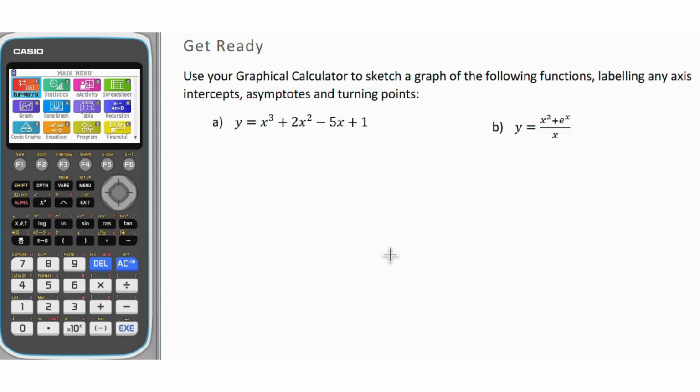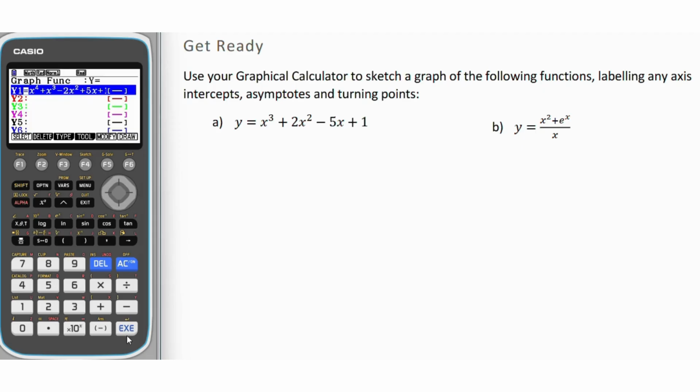Use the graphical calculator to sketch the graph of the following functions, labeling axes, intercepts, asymptotes, and turning points. So for the first one, we're going to go to graph, or 5. We're going to type in our function, x cubed plus 2x squared minus 5x plus 1. And I'm going to draw that.